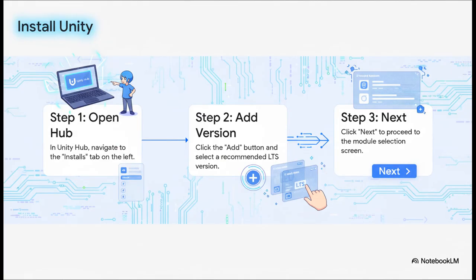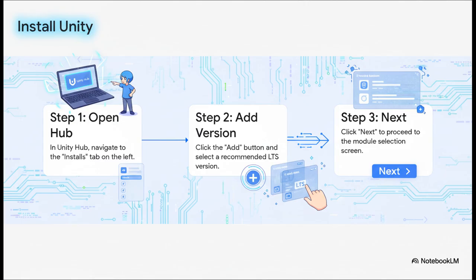So how do we install it? We're going to go right back to our command center, Unity Hub. So go ahead and open that up. Look over on the left-hand side of the window. You'll see a tab that says Installs. Click that. Now, in the main part of the window, you should see a big blue button that says Install Editor. Give that a click.